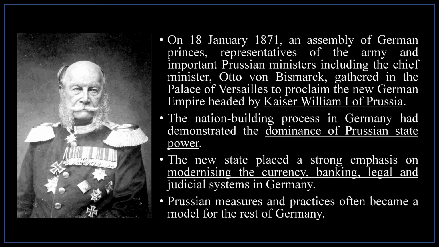The nation-building process in Germany had demonstrated the dominance of Prussian military and state power. The new state placed a strong emphasis on modernizing the currency, banking, legal, and judicial systems in Germany. Prussian measures and practices often became a model for the rest of Germany. Thus, German unification was complete and solidified with military strength. Decades of nationalism amongst the German people had ensured that Germany finally got its own territory and sovereignty.